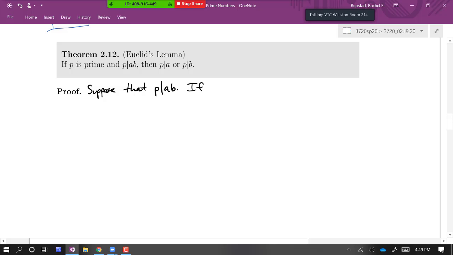If P divides A, we're done. Right? We're trying to show that P divides A or P divides B, that one of those has to be the case. So if it is the case that P divides A, we're all done. So let's suppose that P does not divide A.